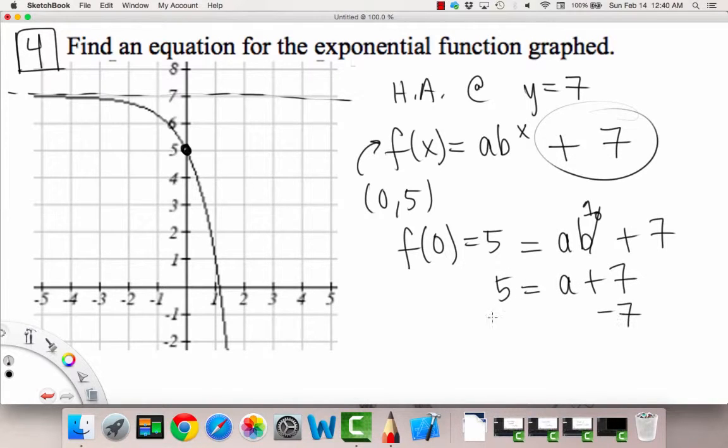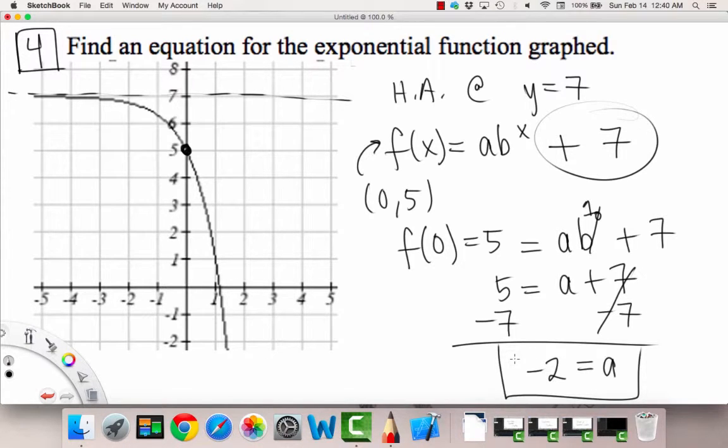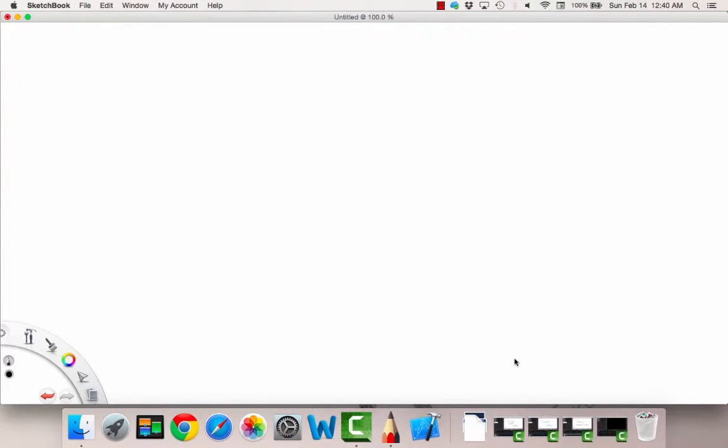We subtract 7 from both sides, and we get that a is not equal to 5, but a is equal to negative 2, just because of the vertical shift. So now we know that a is equal to negative 2, so let's continue on the next slide with the information we just found. We have f of x equals negative 2 times b to the x, plus 7.